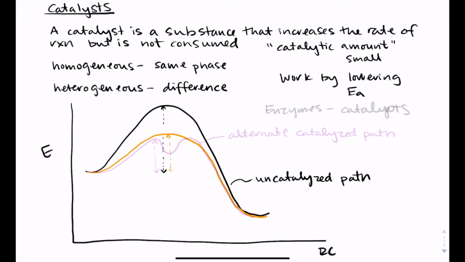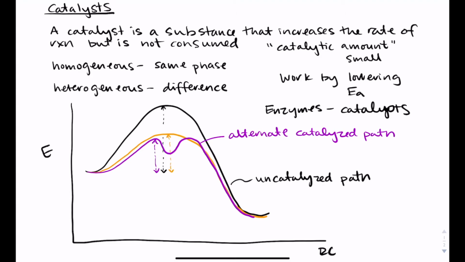Or you could have a heterogeneous catalyst, which is in a different phase. And so this is usually like a charcoal surface or a glass surface or a solid surface that has had something painted on it that can grab whatever's happening in solution and assist it through the process. The way that catalysts work is by lowering the activation energy. It can be in a bunch of different ways.